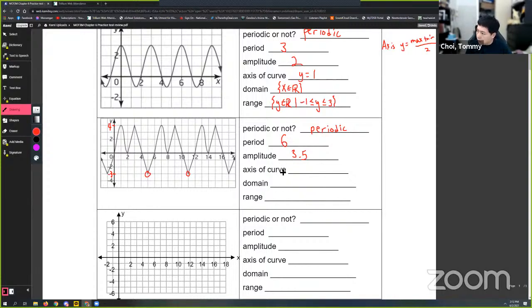The axis of the curve, the equation of the axis, is going to be y equals (max plus min) divided by 2. So 4 plus -3 is going to give us 1, divided by 2 is going to give us 0.5, or 1/2 if you wrote it as a fraction. Okay? And the domain here goes both ways infinitely, so that's going to be x ∈ R. And for the range, it's going to be from -3 to +4.